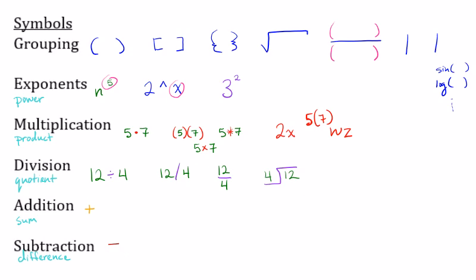I also put these words that go along with these different things. So exponents, also powers. Multiplication: the word product is the result of a multiplication operation. Quotient is the result of dividing. Sum is the result of adding, and difference is the result of subtracting. So those are words that are associated with those particular operations.